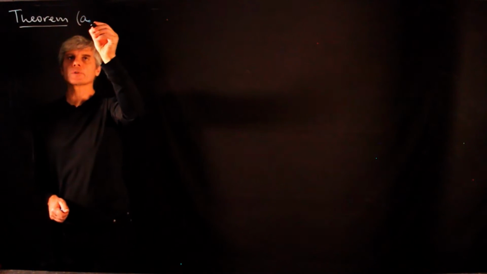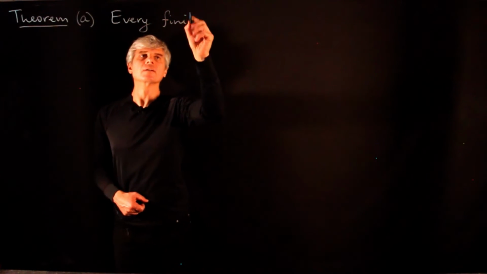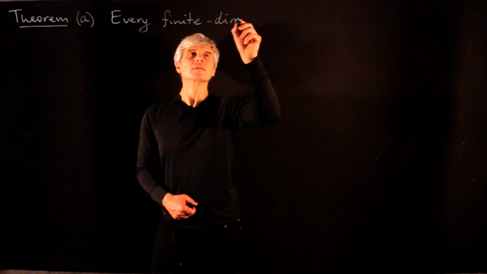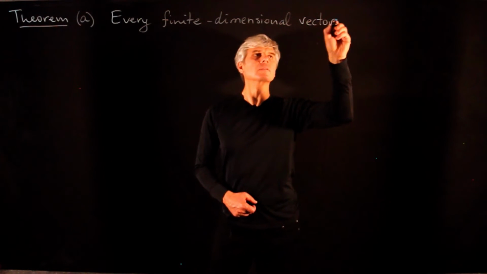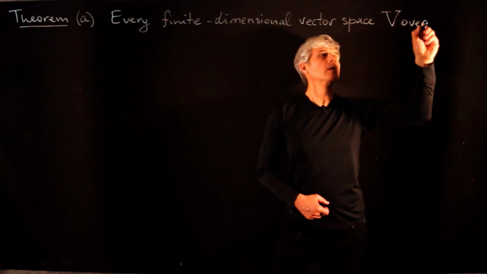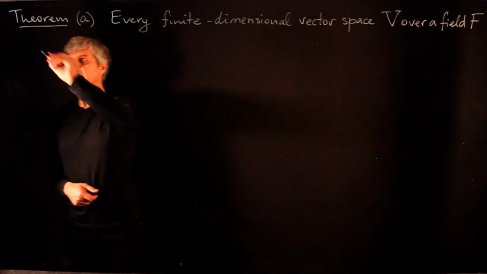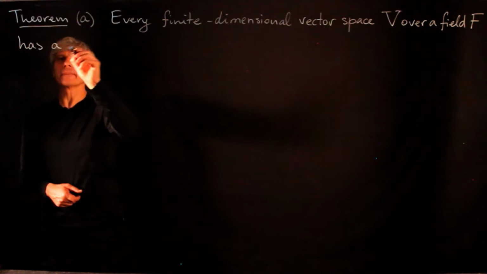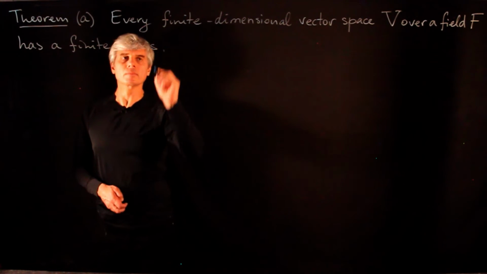So now we have all the tools to prove our theorem. So let's start with the first part. Every finite-dimensional vector space V over a field F has a finite basis. So proof.